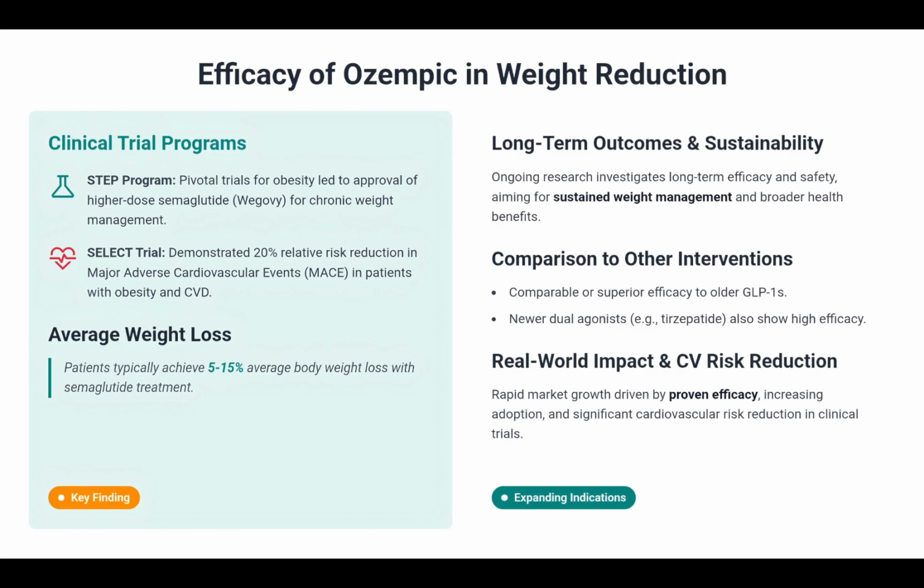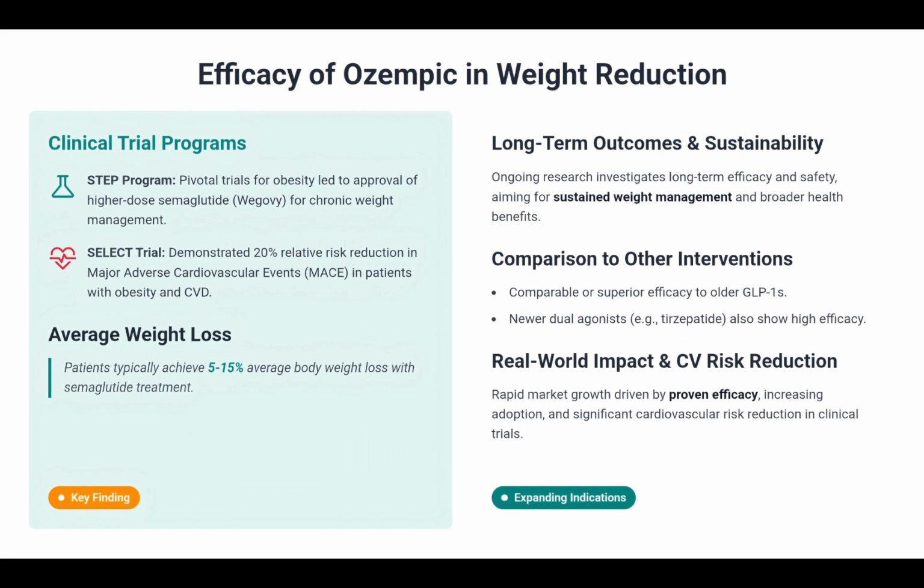Now let's talk numbers, because the clinical evidence for semaglutide in weight reduction is genuinely impressive. Clinical trial programs. The STEP program, Semaglutide Treatment Effect in People with Obesity, was a series of pivotal trials that specifically investigated the higher dose formulation of semaglutide for obesity. These trials ultimately led to the FDA approval of Wegovy at 2.4 mg for chronic weight management.